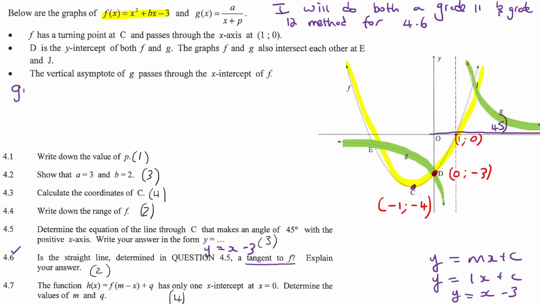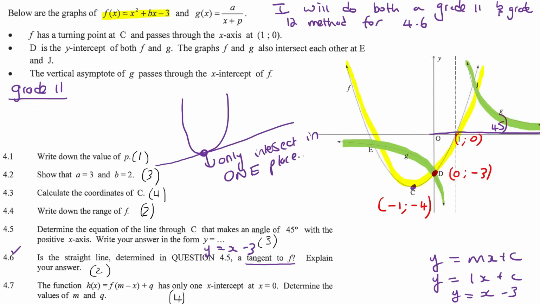Okay, so is the straight line determined a tangent? We'll start with the grade 11 method. The way that you do the grade 11 method, we know that if something is a tangent, it only touches, the two graphs only intersect in one place. If it touches in two places, then it can't be a tangent. So how do we do this? To find out where two graphs intersect each other, we make their equations equal, right? So we start with that. We're going to make the straight line that we just found in the previous question equal to the equation of the parabola.